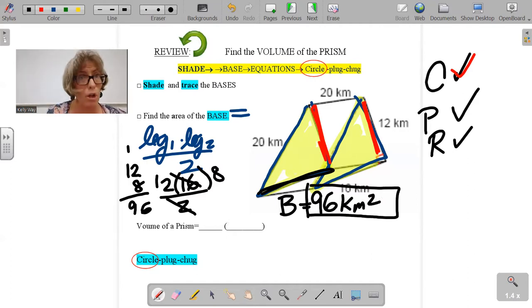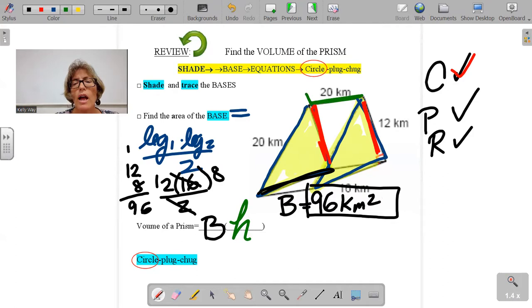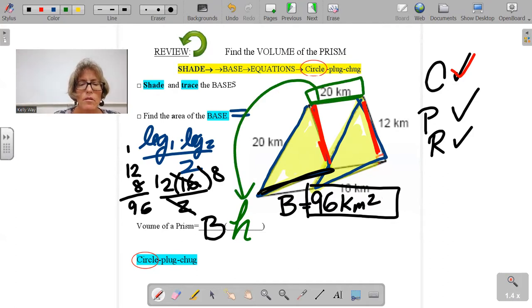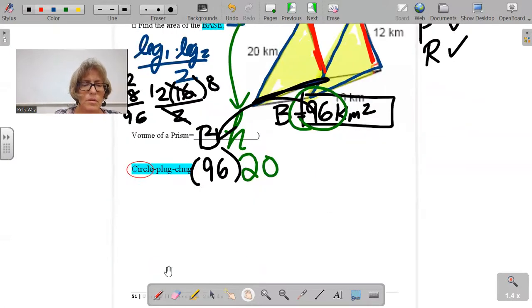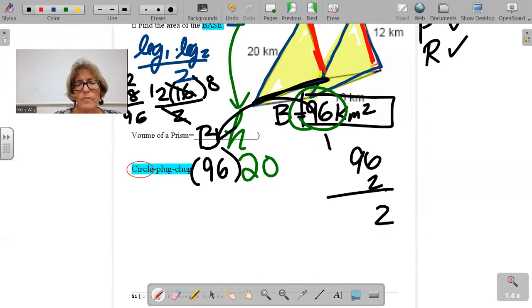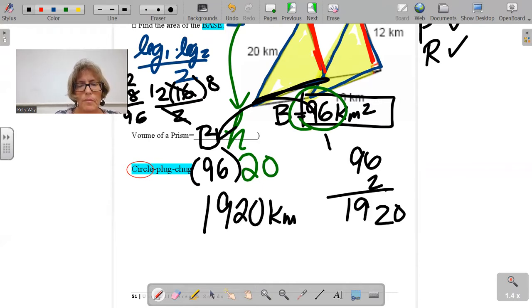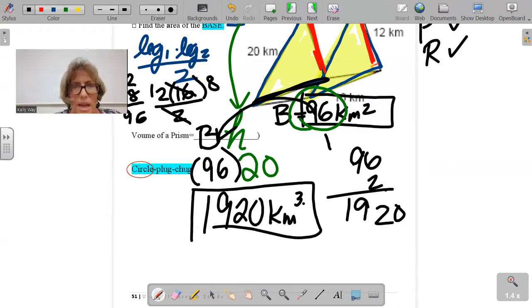There's your base. Volume, base times the height. And remember, height is not a vertical concept. It's the distance between the bases. So your height here is that 20. Circle, plug, chug, that base right there, 96. It's basically 96 times 2. And then we add a 0. Shade, base, equations, circle, plug, chug.